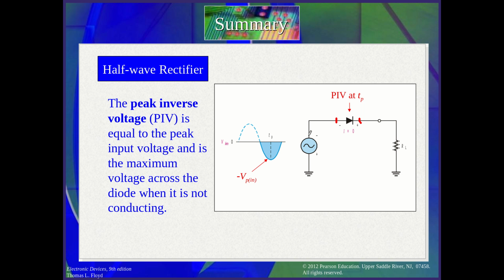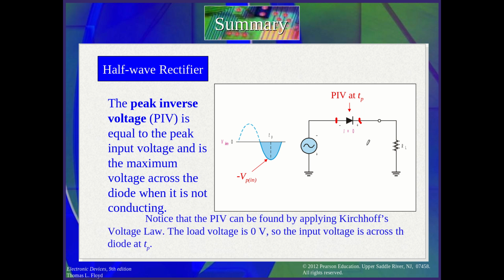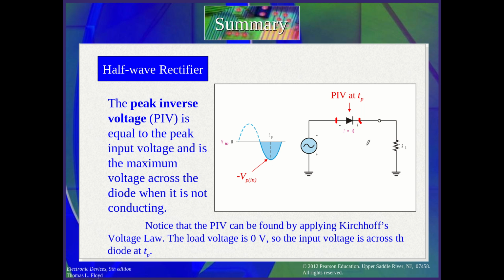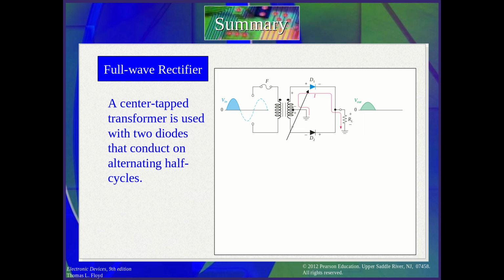Now here, this is the other side if it is in forward bias. By applying Kirchhoff's voltage law, the load voltage is 0, so all of the input voltage is across the diode at the peak. Okay, the highest or the peak voltage.